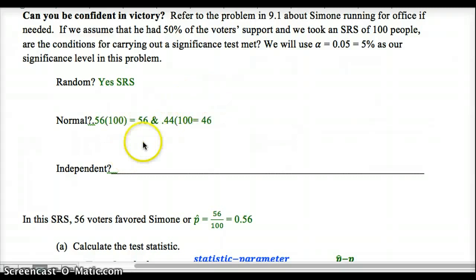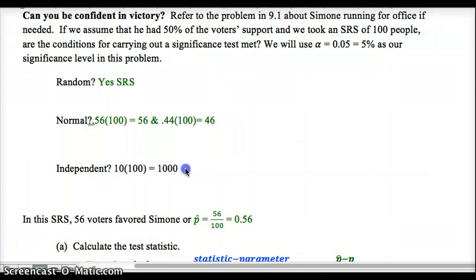Here we have 0.56 times 100 is 56, and 0.44 times 100 is 44. Another way to think about that is just the numerator of people in the proportion. Both numerators need to be bigger than 10. So 44 over 100 is bigger than 10, and 56 over 100 is bigger than 10. Maybe that's an easier way for you to think about it. And independent, we'd have to assume that there are at least 1,000 people total in the population we're drawing from. Remember the 10% condition, and that one's the same for sample means as well. So we're good to go. All of those are checked off.